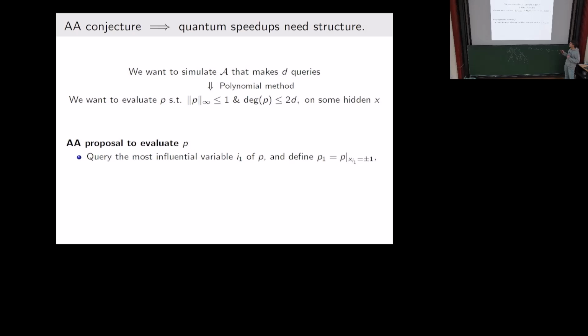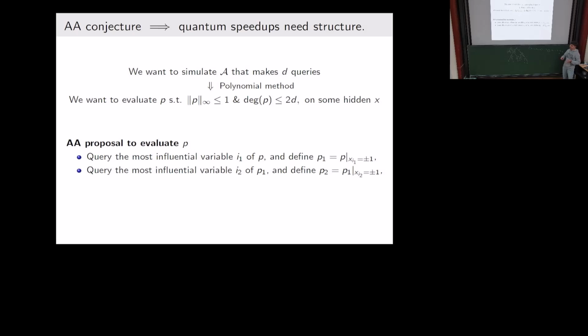the polynomial on whatever value of x_i1. I restrict the polynomial to whatever value x_i1 has, or the person that knows the hidden input has told me that is the value. Okay, and I then restrict P and I get P1, and what happens is that you are going to get a polynomial with one less variable, but this is still going to be of degree at most 2d, and it's still going to be bounded on the infinity norm. So it still is going to have a very influential variable. So I call it that influential variable.